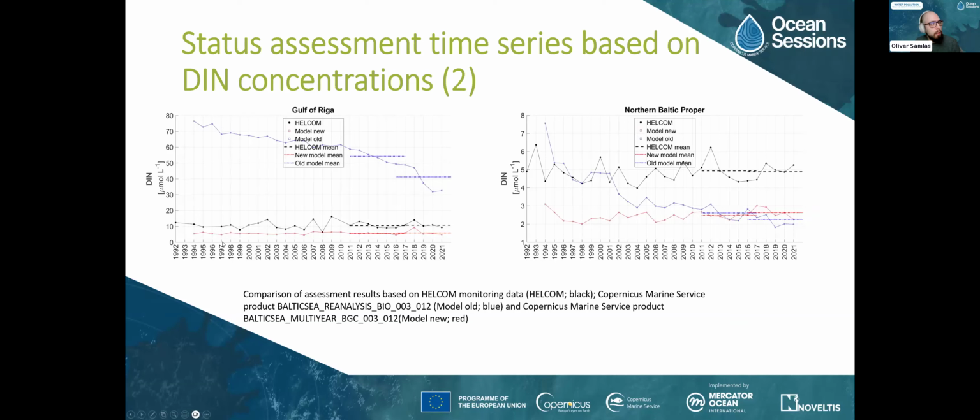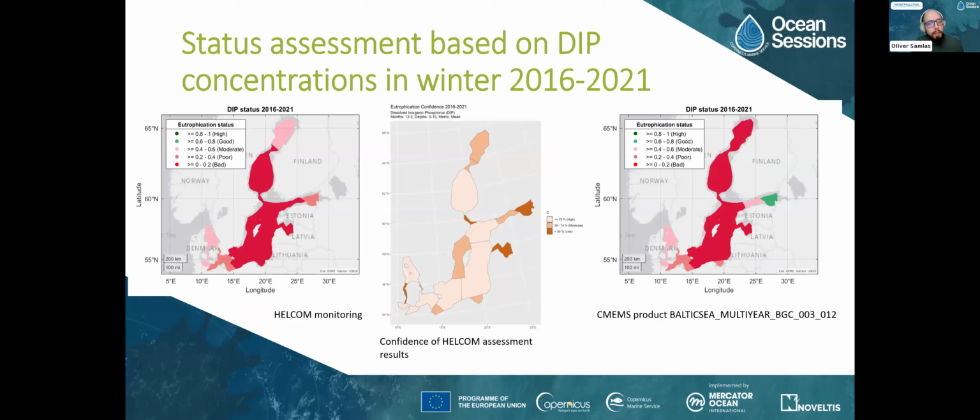So as you can see, the red model, or the new model, actually got closer, but if you look at the scale, the old model was so off that even though the new one got closer, there's still like 3, 4, 5 units difference. Now, we also carried out a status assessment based on the DIP concentrations in winter.